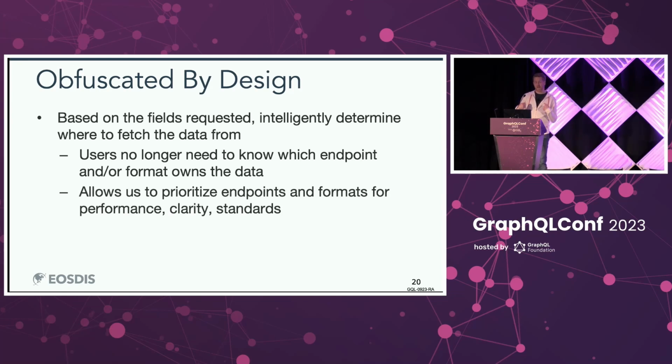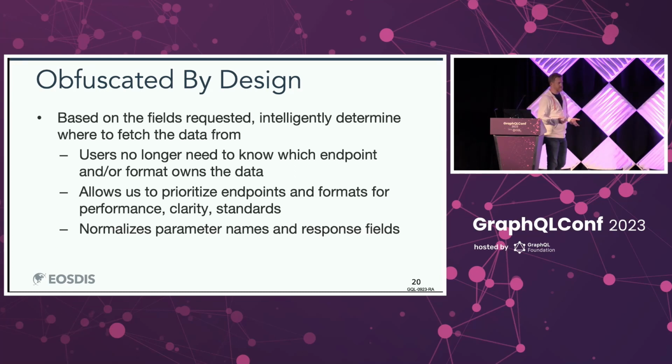It allows me on the back end to prioritize the faster endpoints and formats, but also understand that the data that's coming back could be different, and one of them might be for historical purposes and doesn't need to be returned in an API. I can also normalize and/or make more consistent the query parameters and the response fields, and the user doesn't have to know that it was ever aliased.